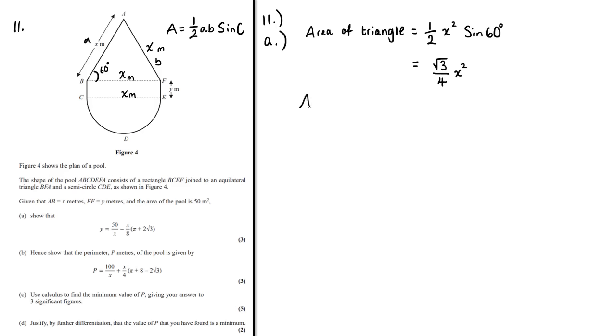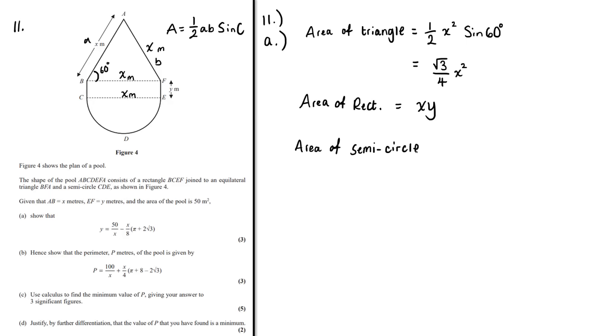The area of the rectangle is nice and straightforward. For the area of the rectangle, all we simply do here then is x times y, so that's going to give us xy, nothing else to that. Let's not overcomplicate things. And then finally, we just need the area of the semicircle.